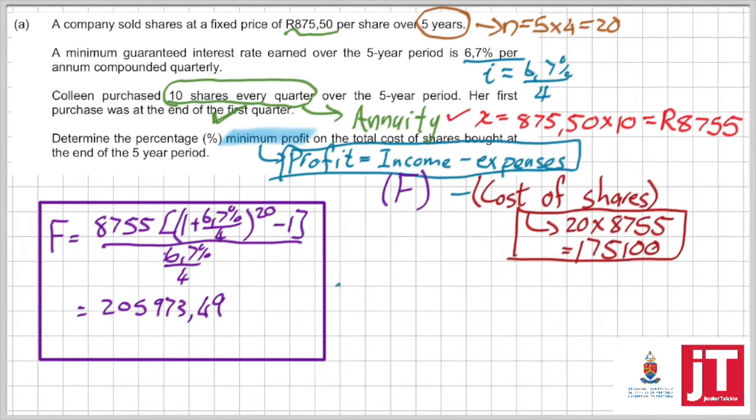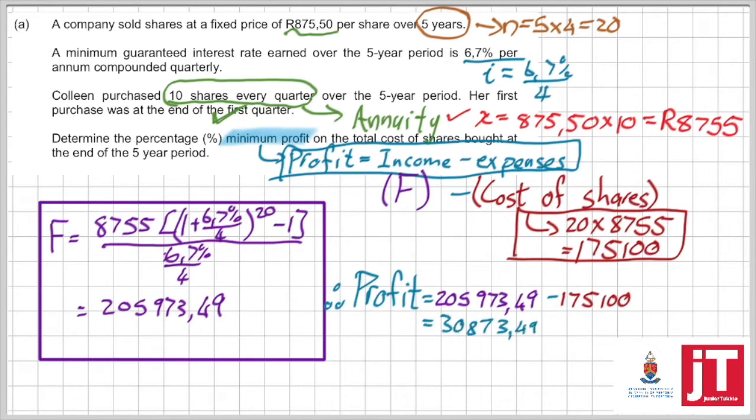Which means the profit, which is our income minus the expense, is going to be that 205,000 Rand minus the 175,000. And this gives me a total profit of 30,873 Rand and 49 cents. But please, please, please be careful.